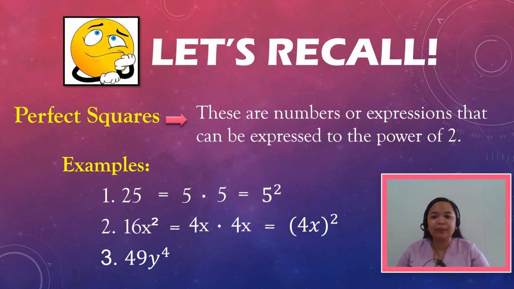Number 3 example, 49y raised to 4. This is a perfect square also. Why? Because you can multiply 7y raised to 2 times 7y raised to 2, and also it can be written as the quantity of 7y squared raised to 2, which will give us 49y raised to 4, a perfect square.